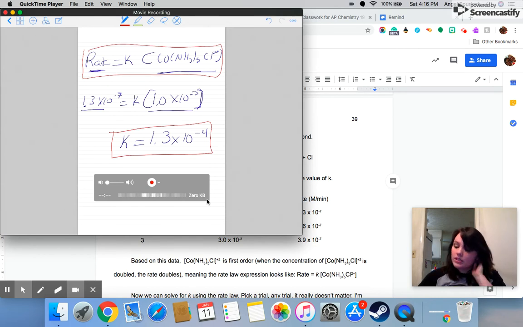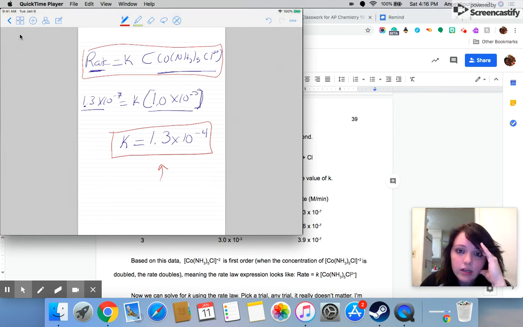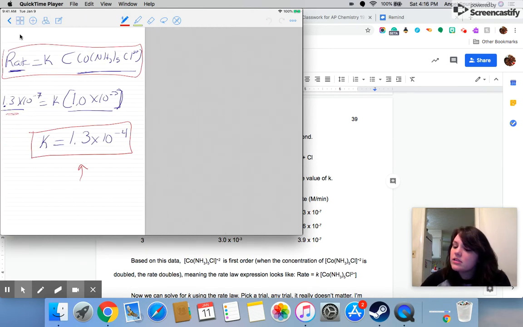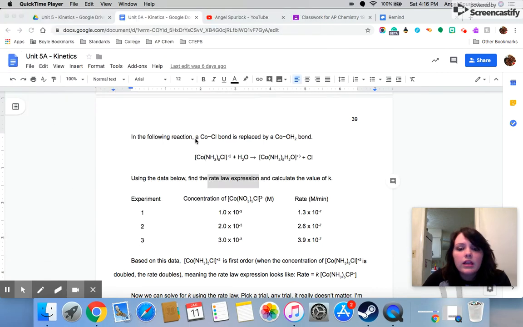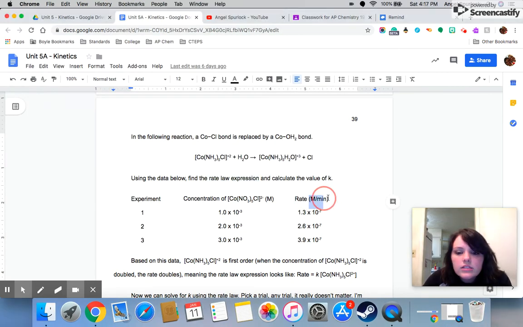And if you put this on the AP exam without any units, they would not accept it. You have to have the correct unit, okay? So the way that I solve for units is the exact same way that I solved for the numerical value. I just replace these numbers with units instead. So looking at what the information they gave me said, this tells me that the rate unit is in molarity per minute.